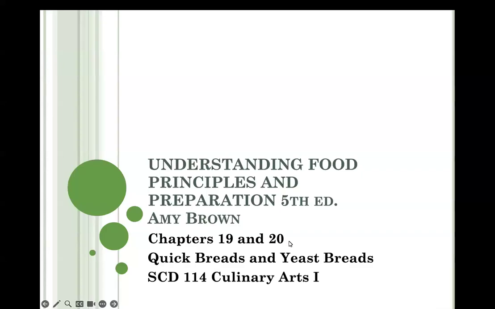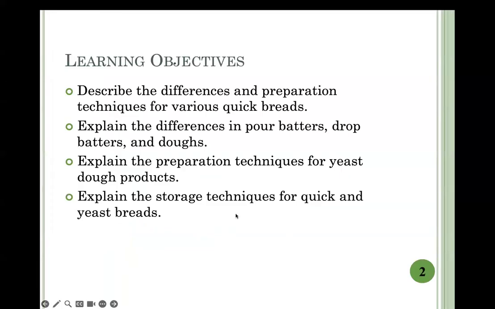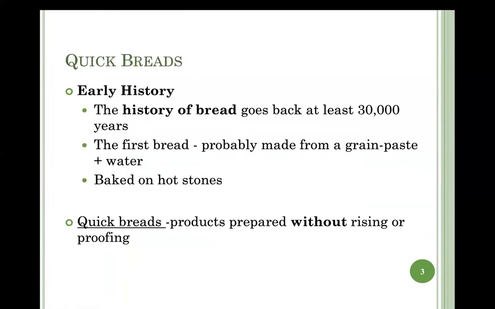So moving on, we are moving to chapters 19 and 20. We're going to look at our quick breads and our yeast breads. So the objectives for this chapter, we're going to learn how to describe the differences and preparation techniques for various quick breads. We're going to look at the differences in pour batters, drop batters, and doughs. And we're going to look at the different preparation techniques for our yeast dough products and storage.